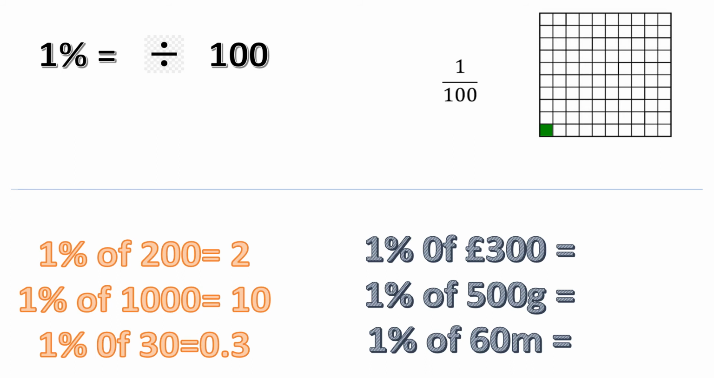Okay, so what did you get for 1% of 300? Well, if you divide 300 by 100, you get £3. Well done. So 1% of £300 would be £3. 1% of 500 grams, divided by 100. Well done. 5 grams. Okay, and then you've got 1% of 60 meters. Now, 60 divided by 100, move it 2 places to the right. If you move it 1 place to the right, it becomes 6. If you move it 2 places to the right, it becomes 0.6. So you've got a decimal one there, 0.6 meters.